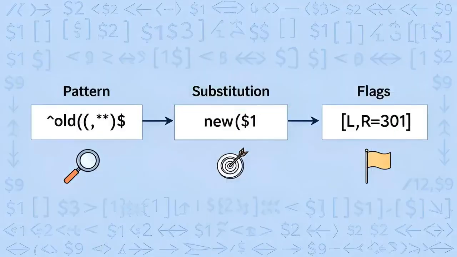Every rewrite rule has 3 parts. The pattern is a Perl-compatible regex matched against the URL path. The substitution is the target string Apache will use instead, and it accepts back references like $1 through $9 to insert captured groups. The flags are bracketed modifiers that control behavior. For example, L means stop processing further rules and R=301 sends a permanent redirect.